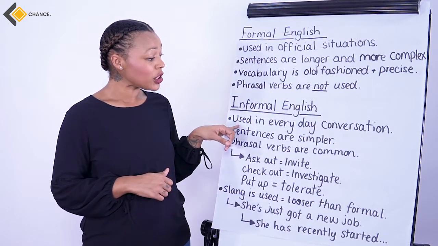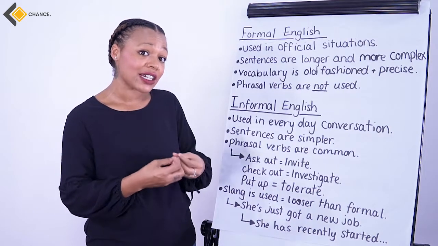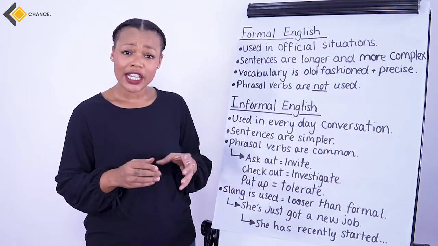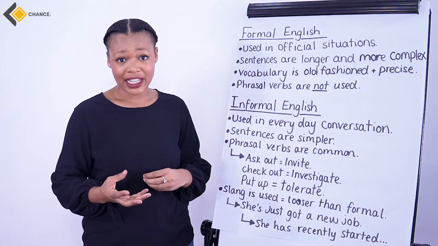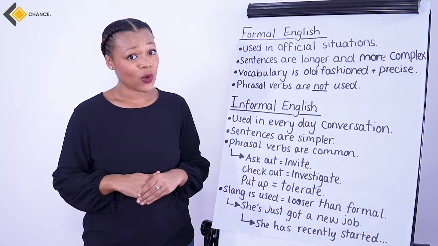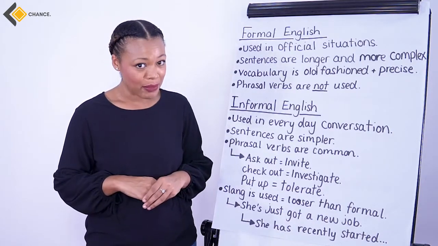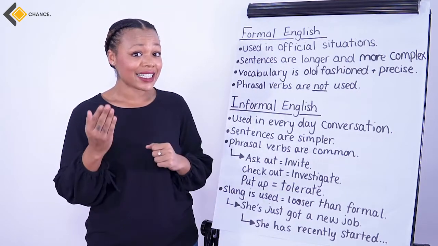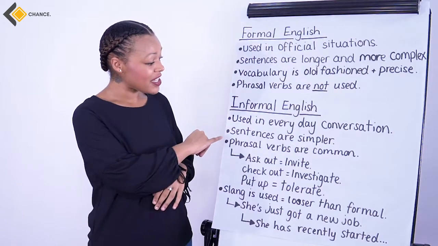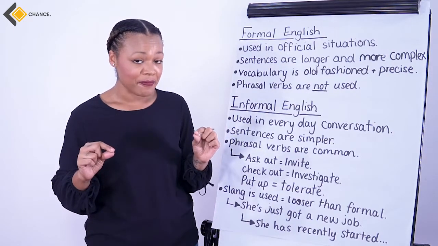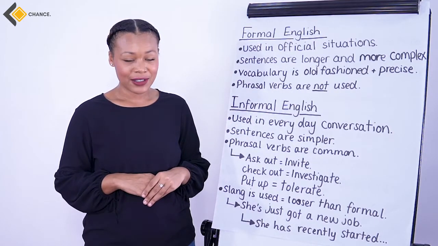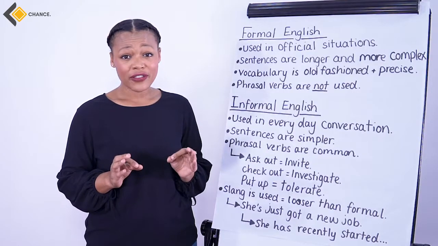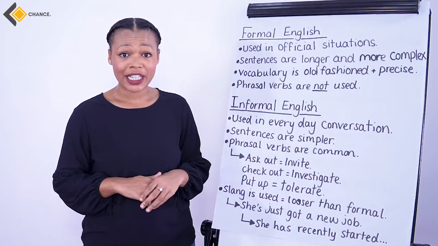Now let's move on to informal English. So, informal English is used in everyday conversations and it's usually used with friends and family. You can use it with some colleagues as well. We do have something called semi-formal English, which is a fine line between formal and informal. Now, the sentences are usually simpler. Let's take a look at this sentence.